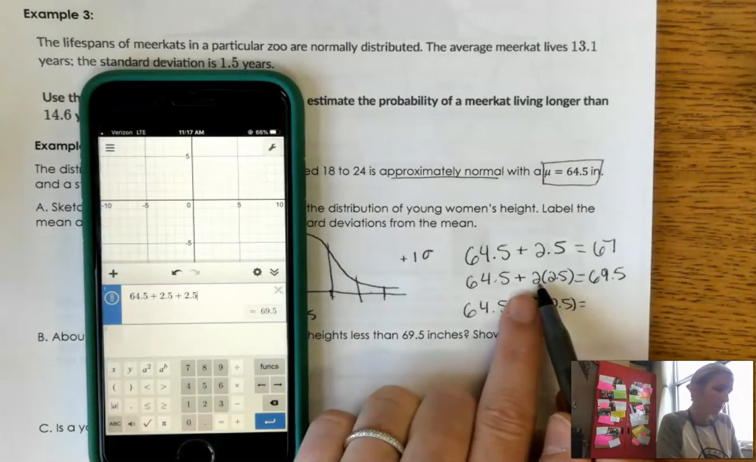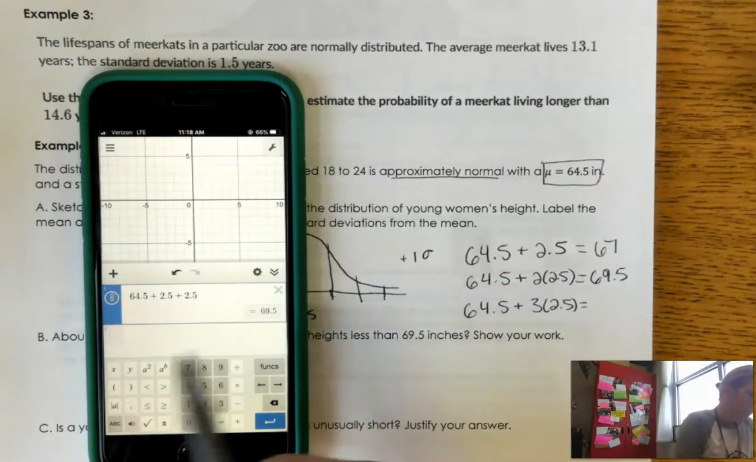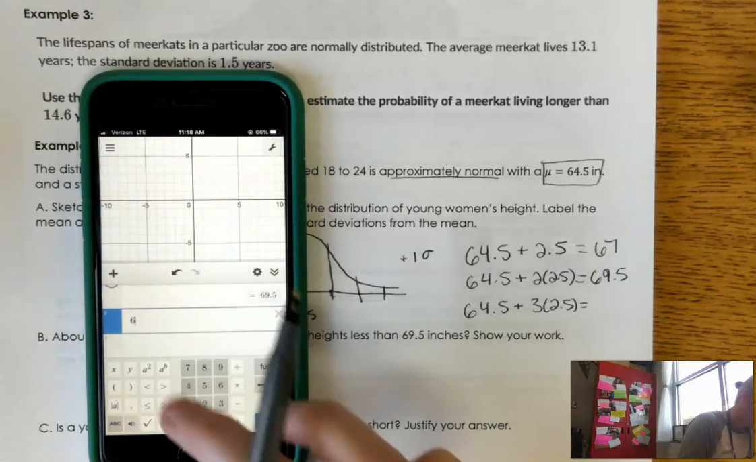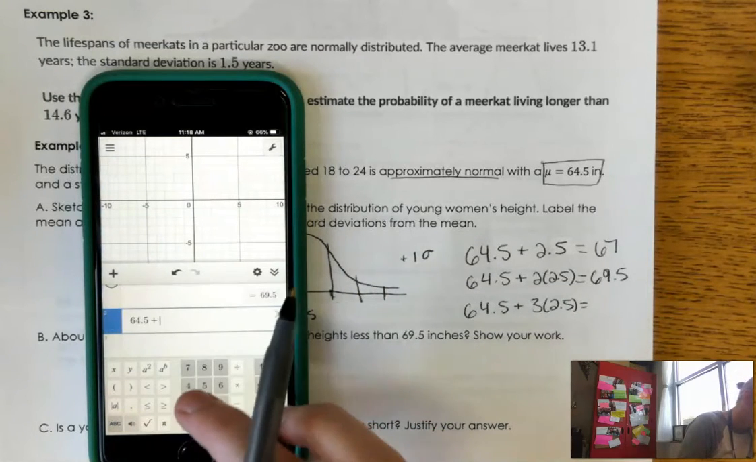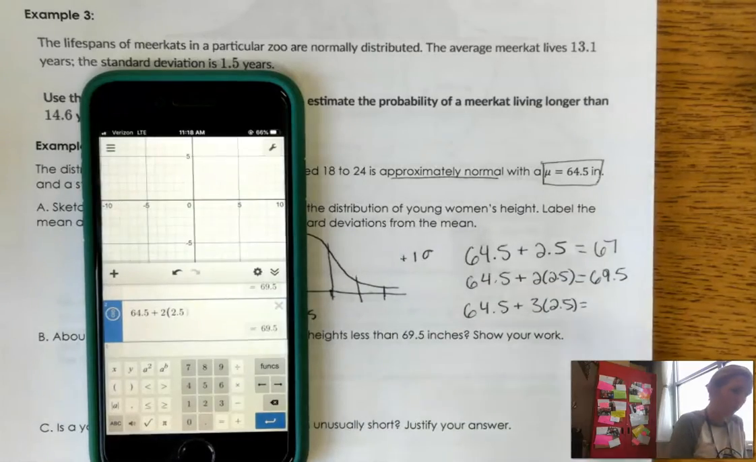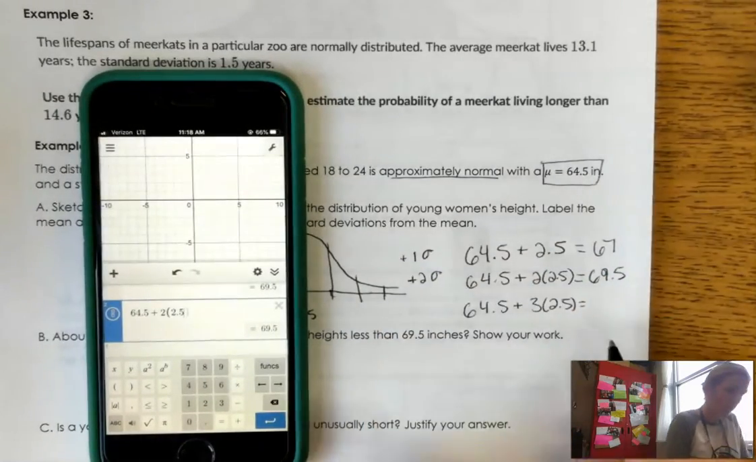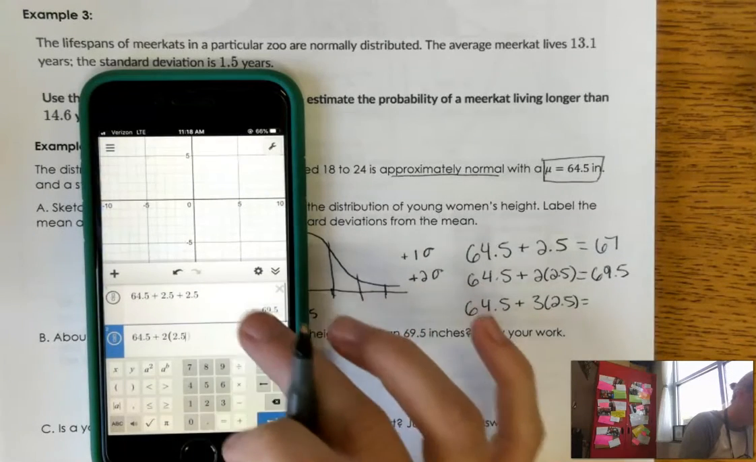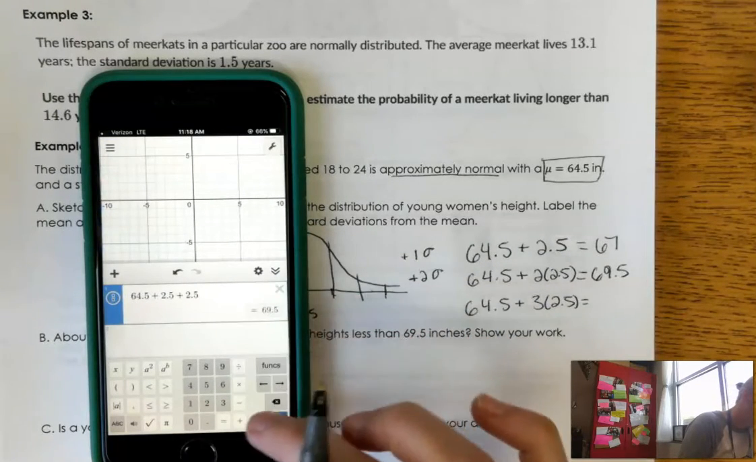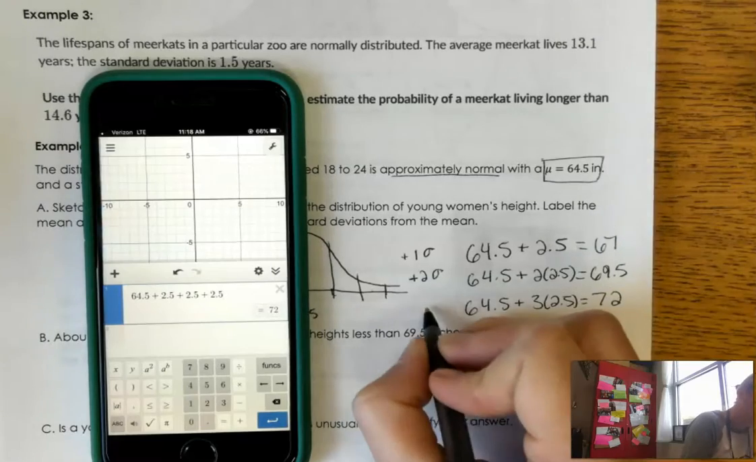So you see how you could have done 2 times 2.5 and that would have given me the same answer. So see, 64.5 plus 2 times 2.5 still gives me 69.5. So that's plus 2 standard deviations. And then my last one, I'm going to add 1 more standard deviation from the mean, and I get 72.